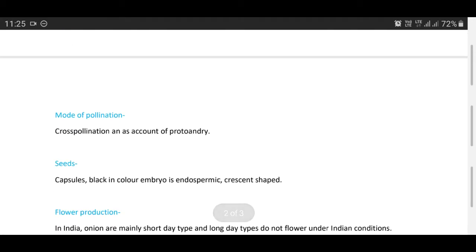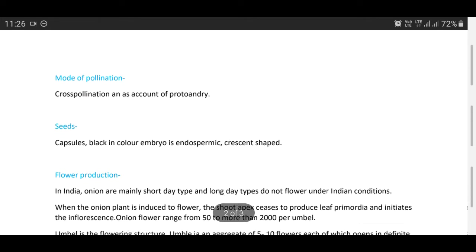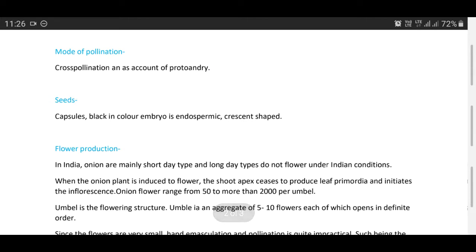Mode of pollination in case of onion: it is a highly cross-pollinated crop on account of protandry. Protandry means the androecium matures ahead of the gynoecium. It means male and female parts mature at different times, so it encourages cross pollination. Seed of onion is in capsules, black in color, the embryo is endospermic, crescent shaped.